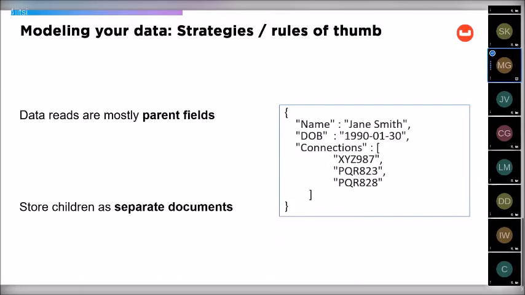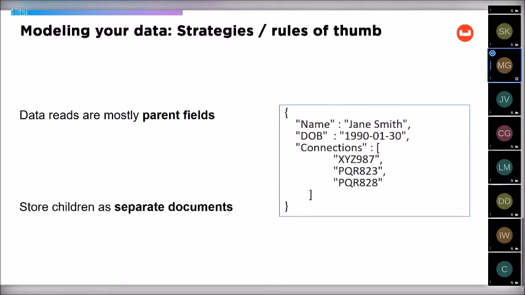Okay, now if we're talking about reads, if our read is going to be mostly on a parent field, so we're looking at Jane Smith's user profile, for instance, and we're just looking at Jane Smith primarily, then we can store all those children, all those relationships of Jane Smith as separate documents, because if we're going to get this document, we're going to get the whole thing and move it over the wire. So we want to move as small a document as possible over the wire. And if we're mostly working with the parent fields, keep that document small and keep those other documents separate.